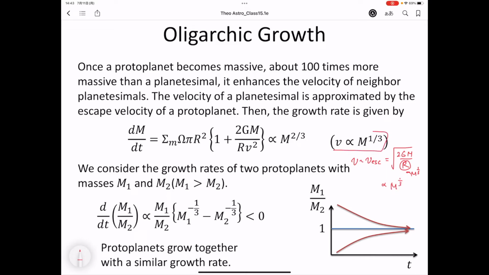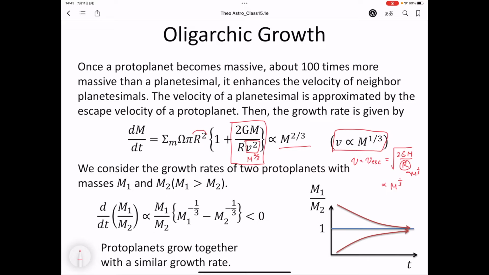So we derived this expression. This is M to the 2/3. So this becomes a constant value with respect to M. Then the M dependence appears in R squared. So the growth rate is proportional to M to the 2/3.